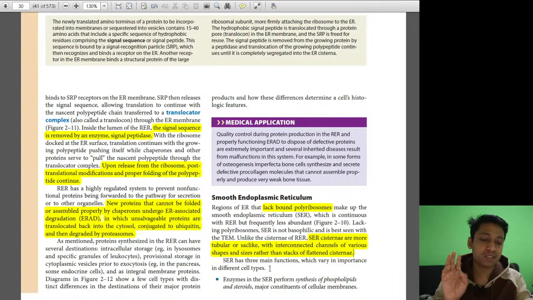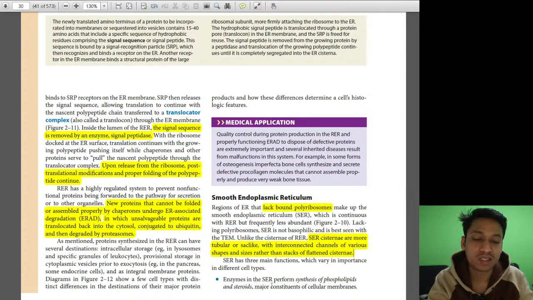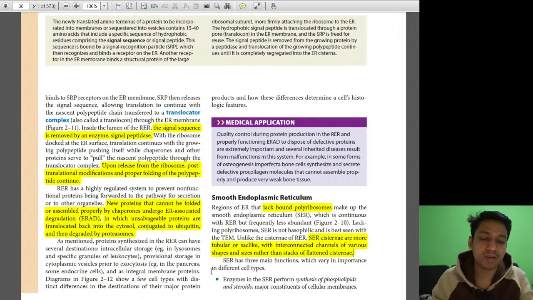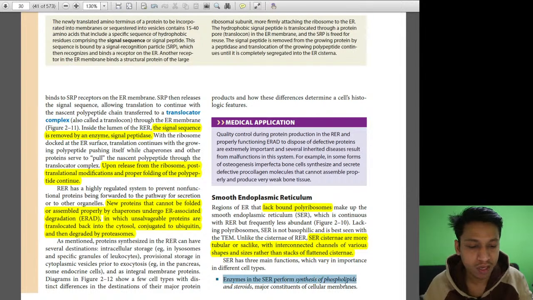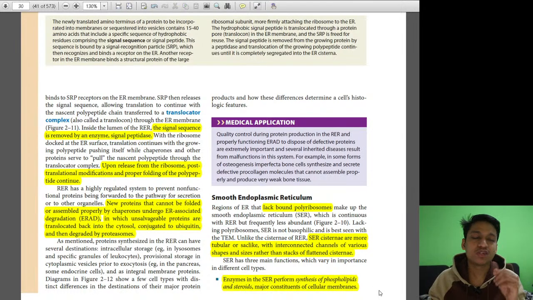SER has three main functions, which vary in importance in different cell types. Enzymes in the SER perform synthesis of phospholipids and steroids, major constituents of the cell membrane. This is super important. We often ignore smooth endoplasmic reticulum because it's not playing the major role in polypeptide production. But look here, we have enzymes in the smooth endoplasmic reticulum which synthesize phospholipids and steroids, and we know how important these two are in a cell.